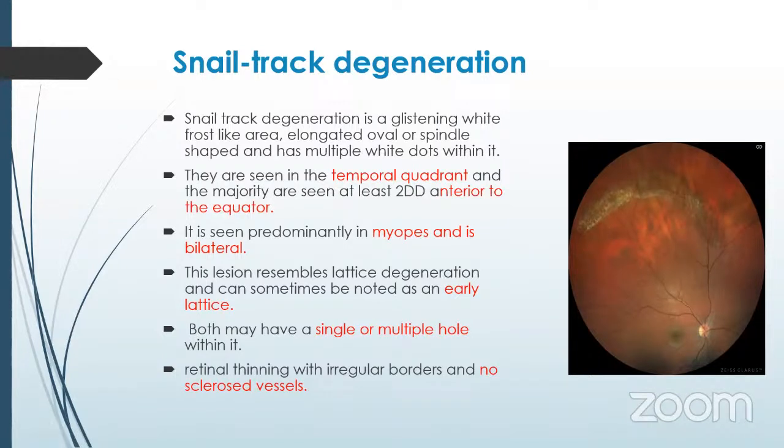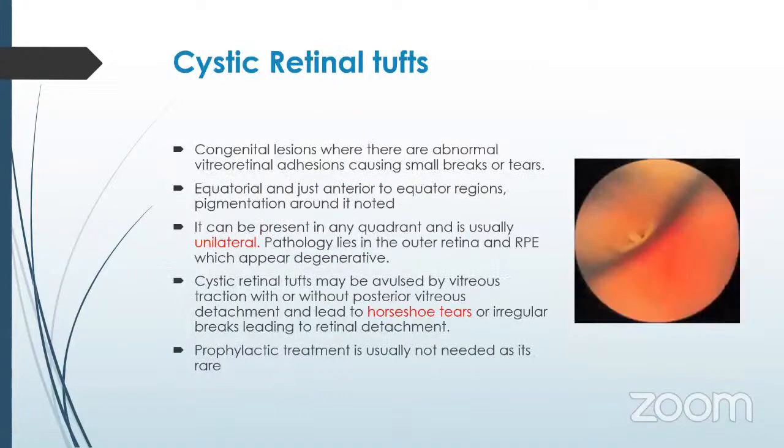Both may have single or multiple holes within them. The retinal thinning has irregular borders, and there are usually no sclerosed vessels noted in Snail-track degeneration.